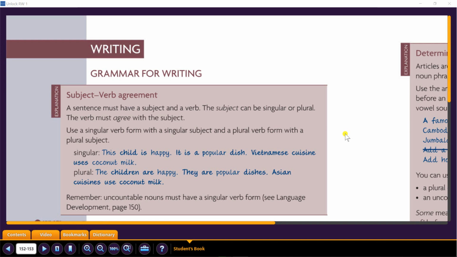Here we are going to deal with another grammatical rule that will help you in your writing. This rule says subject-verb agreement. What do we mean by that?